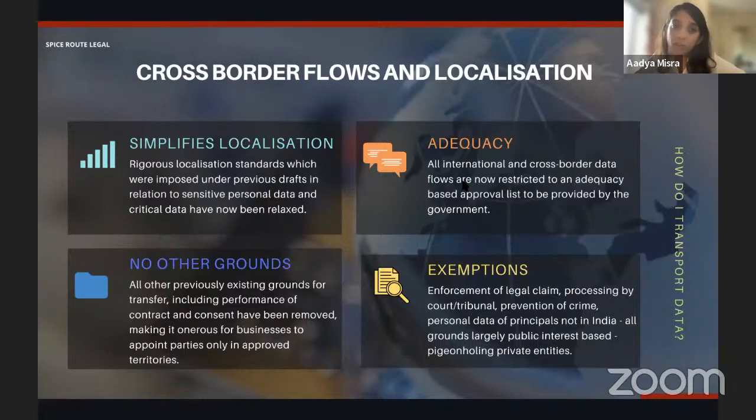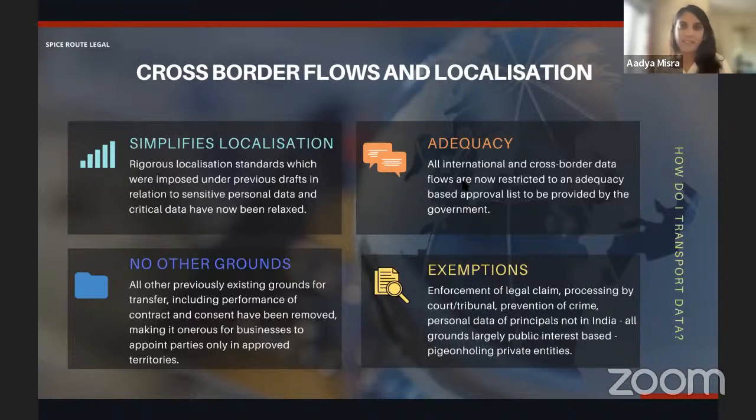So with cross-border flows and localization, maybe some history here would be helpful just to set the context. The previous iterations of this data protection bill created additional categories of personal data called sensitive personal data and critical personal data. These categories were subject to more enhanced processing obligations, and specifically were subject to different localization requirements. With sensitive personal data, you would have to maintain one copy in India. Critical personal data couldn't leave the country at all.